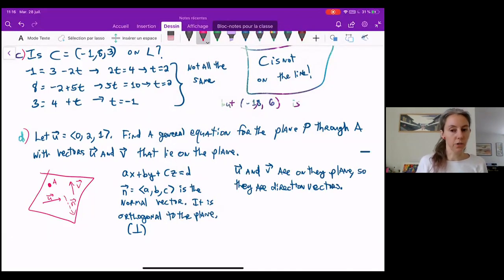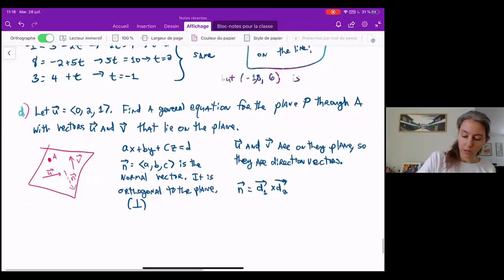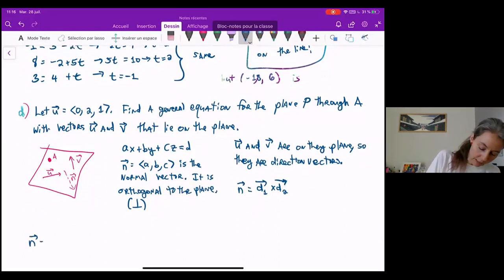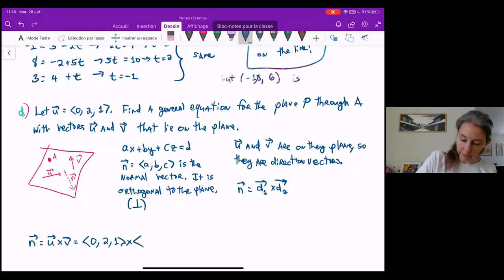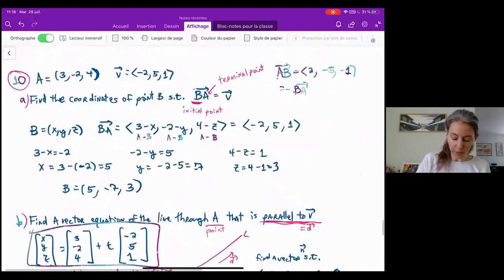Oh, I'm sure they did. They're just not saying anything. So the normal vector would be the cross product of the two direction vectors. So my normal vector would be d1 cross d2. But in this case, that's U cross V. So my normal vector is equal to U cross V, where U is (0, 2, 1), cross V, which I don't remember, so I have to go back and look at it, V is (-2, 5, 1).